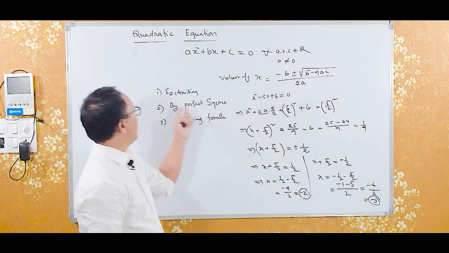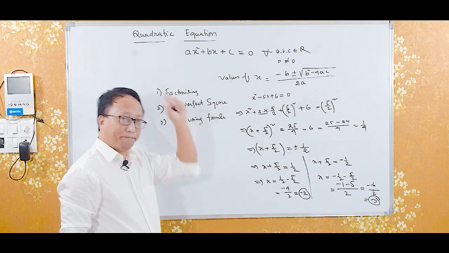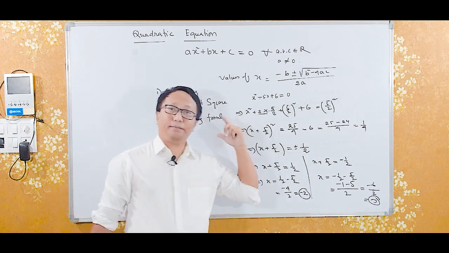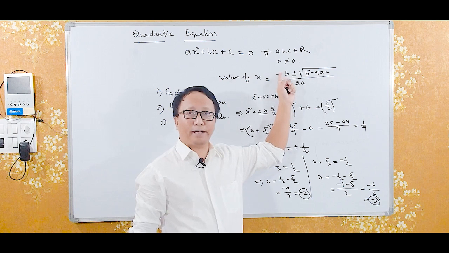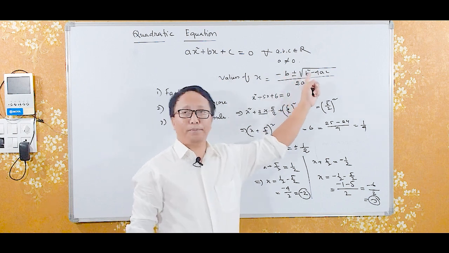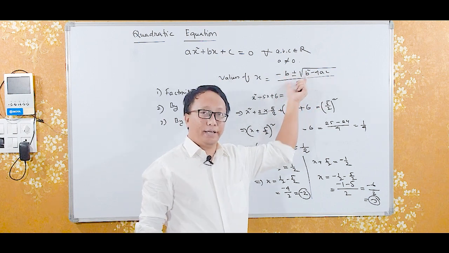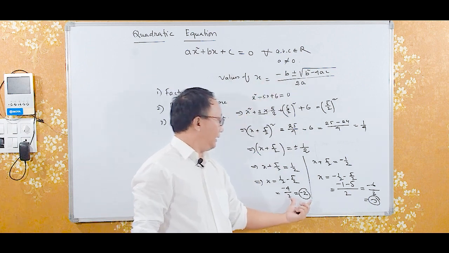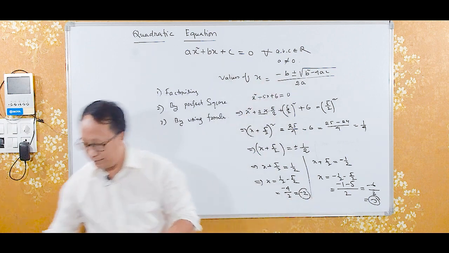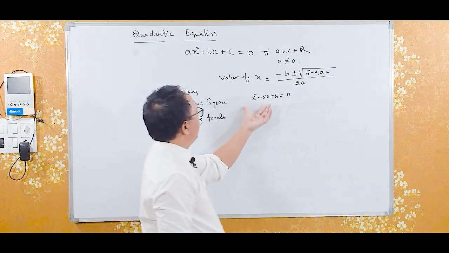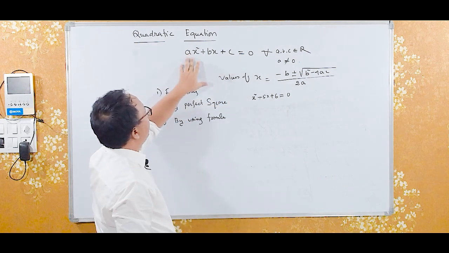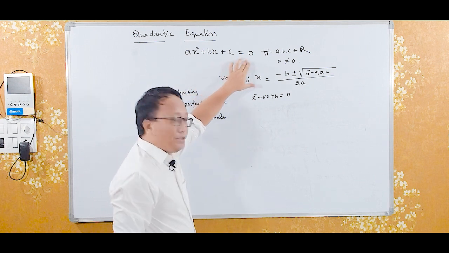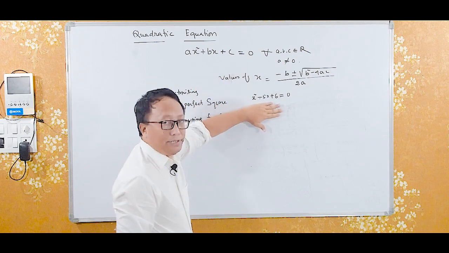Okay, this is for what? By perfect square. If we are using the formula x equals minus b plus minus square root of b square minus 4ac upon twice a, if we substitute directly, let's see how we are getting the answer. Now this equation, let's compare with this. Now we have ax square plus bx plus c equals 0, and we have these equations.